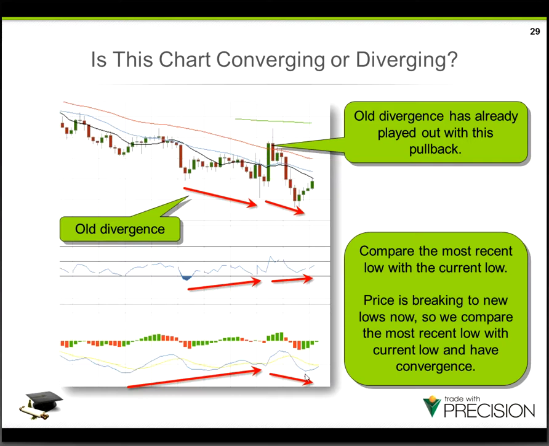because we again have from a higher low, we now have a new lower low. Not necessarily, it's pretty close on the RSI, but it's a little bit more obvious on the MACD. So what we're doing here is we're comparing the most recent low with the current low to determine that convergence on the MACD. Okay, the RSI is either flat or slightly rising, slightly diverging.